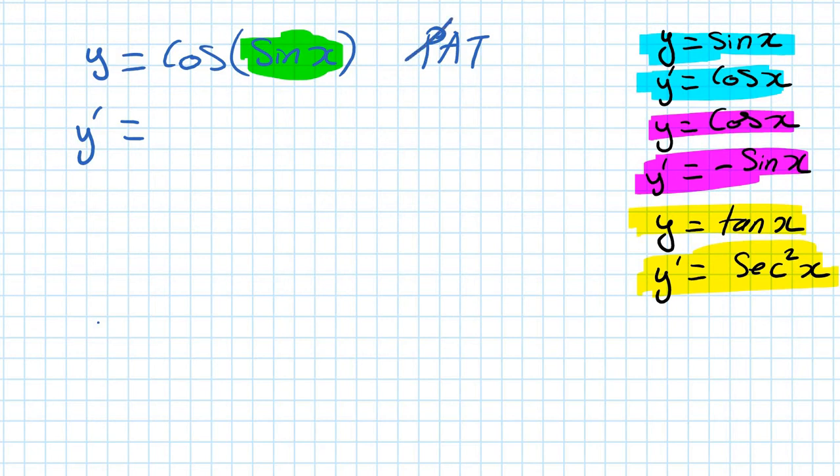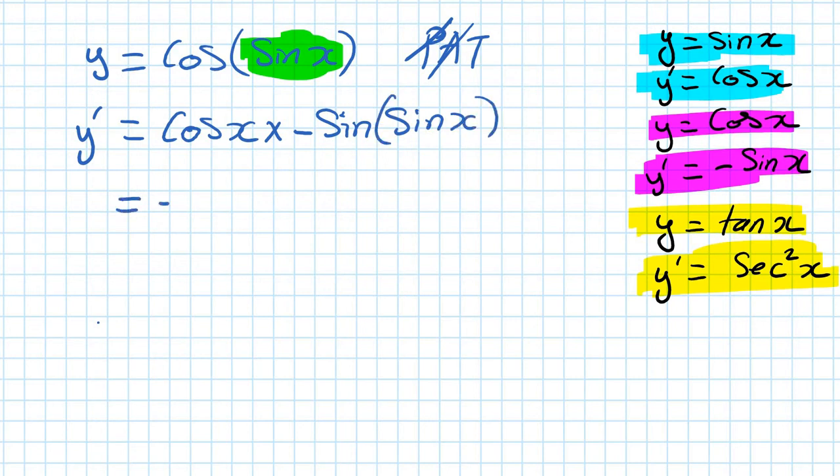No power, so the angle is sine x, differentiate to give me cos x. Then differentiating cos gives you minus sine, so you times by minus sine of whatever the angle is, which is just sine of sine x. There you go, so your answer is minus cos x sine of sine x. Very simple. Every time you see this question, you can just quickly do it like this.